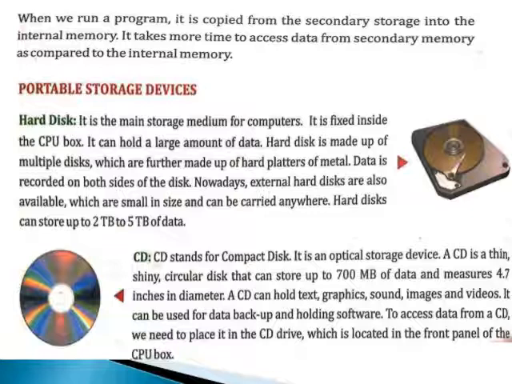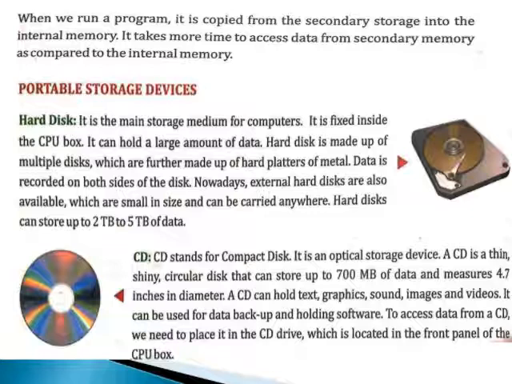It is a main storage medium for computer. It is fixed inside the CPU box. It can hold a large amount of data. Hard disk is made up of multiple disks, which are further made up of hard platters of metal. Data is recorded on both sides of the disk. Nowadays, external hard disks are also available, which are small in size and can be carried anywhere. Hard disks can store up to 2 terabytes to 5 terabytes of data.